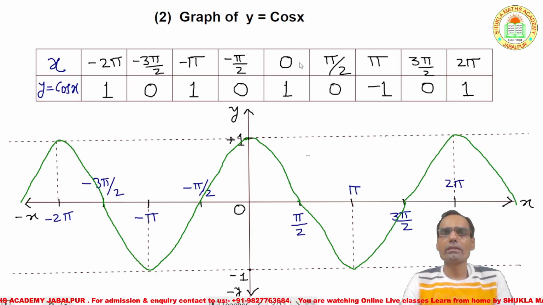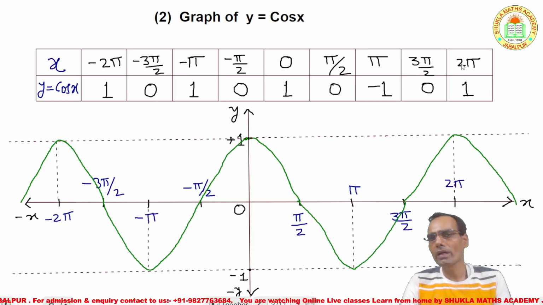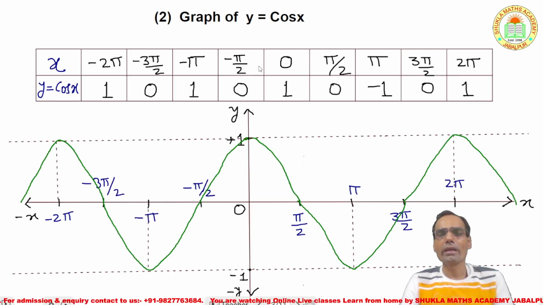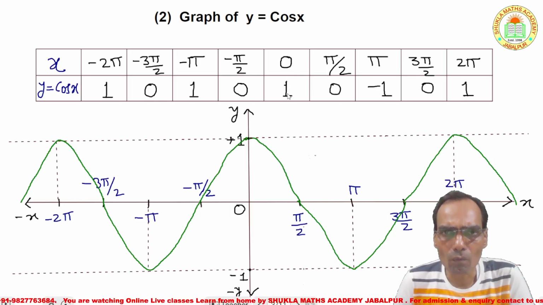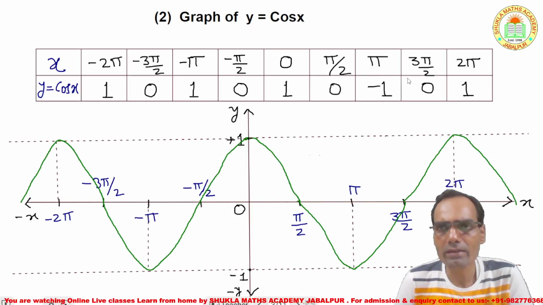So we are taking here the values of x: 0, pi by 2, pi, 3 pi by 2, and 2 pi on the right hand side. And on the negative side, minus pi by 2, minus pi, minus 3 pi by 2, and minus 2 pi, right? So the interval in the angle is pi by 2. So we know that cos 0 is 1, cos 90 is 0, and cos pi is -1, right?